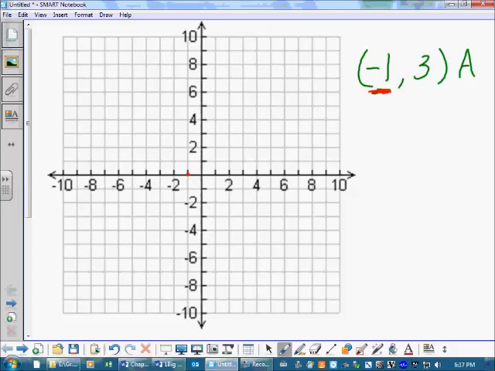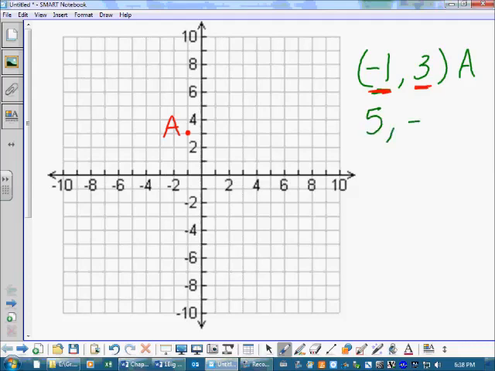And then a +3 on the y-axis. So y-axis is up and down, right? If we want a 3, that's positive, so we will actually move up. So we'll go 1, 2, and 3. Right there is where A is. Okay. Let's look at another one.